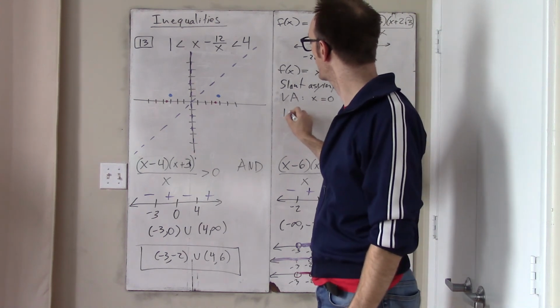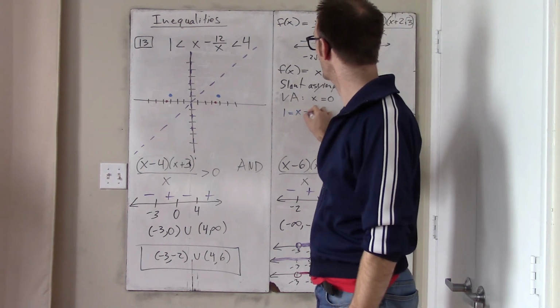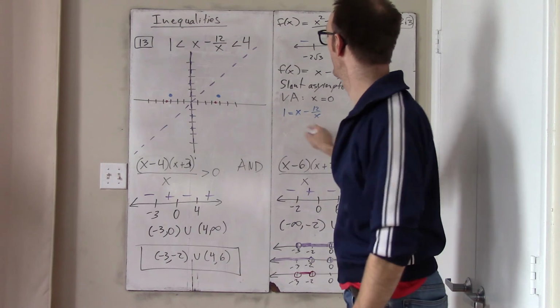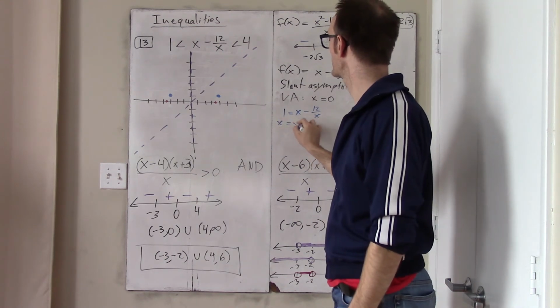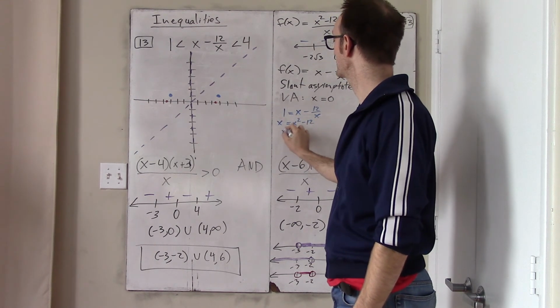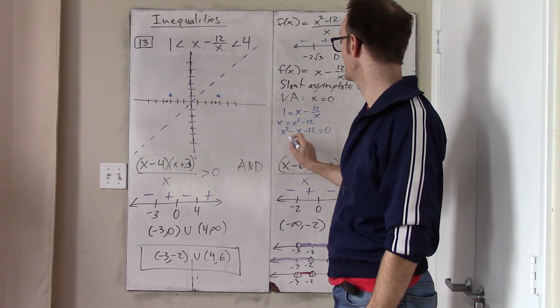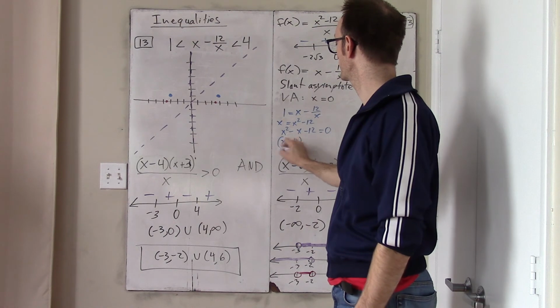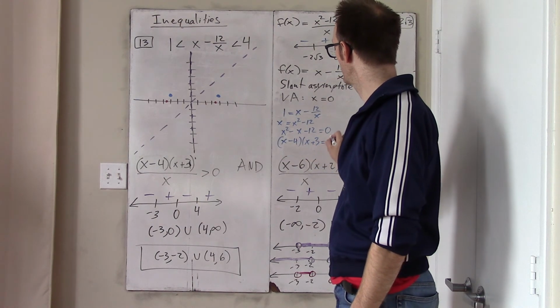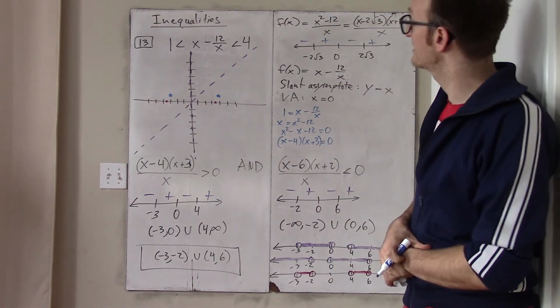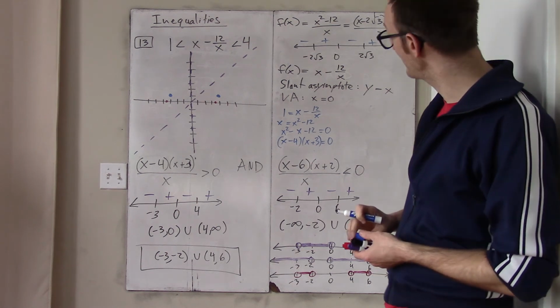You're just solving the equation: when does 1 equal x minus 12 over x? Well, you multiply through by x, you get x equals x squared minus 12. So that's x squared minus x minus 12 equals 0. And what do you find? You get (x minus 4)(x plus 3). Okay, so maybe now you trust the process here that those are the times when it's 1.